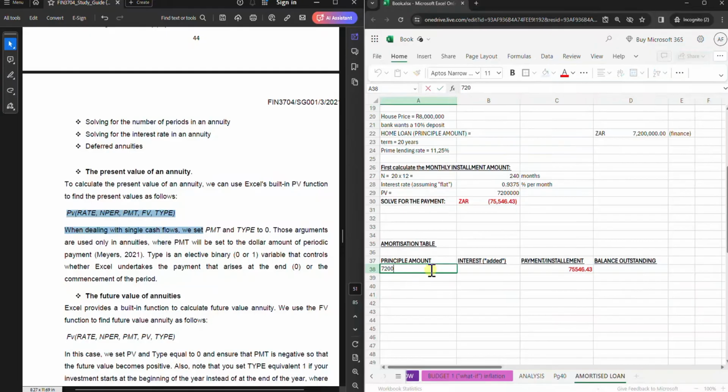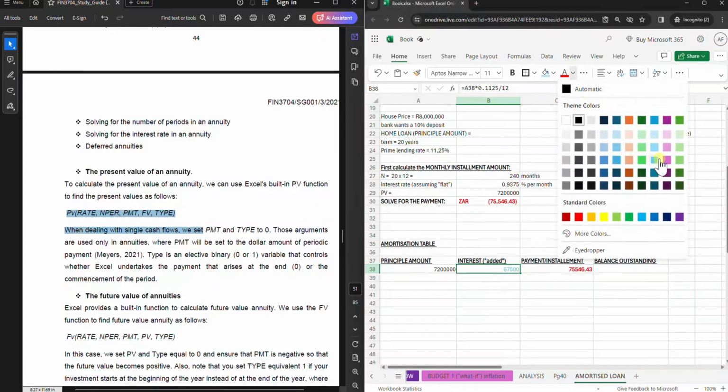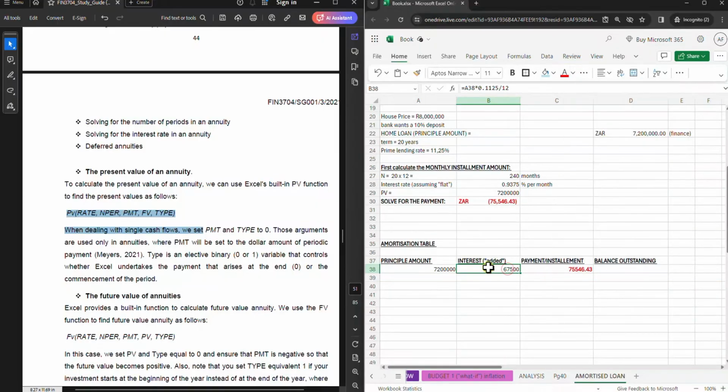You started with 7.2 million, right? Yes. Remember, interest is going to be charged monthly. The bank is going to take this amount and multiply it by 0.1125 per month, divided by 12. That's the amount of interest in the first month. That interest is going to be added to the principal.